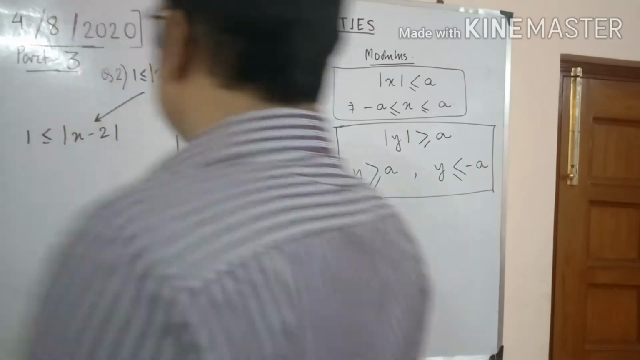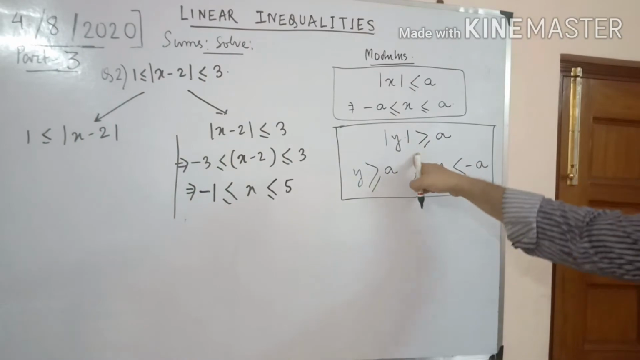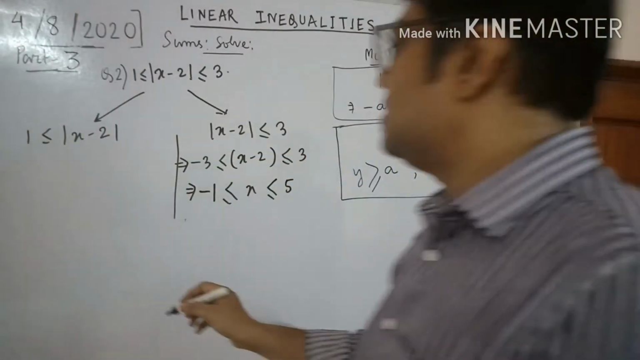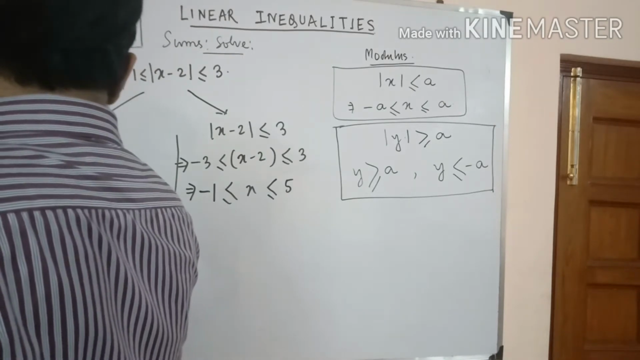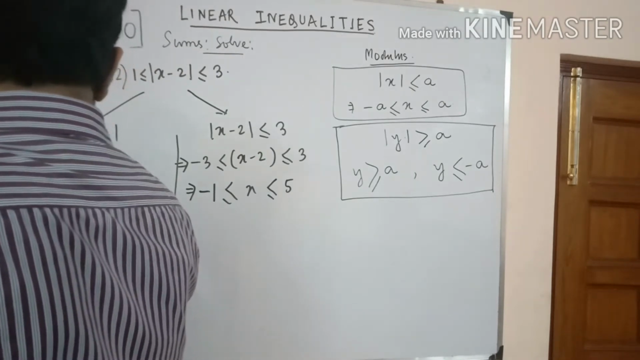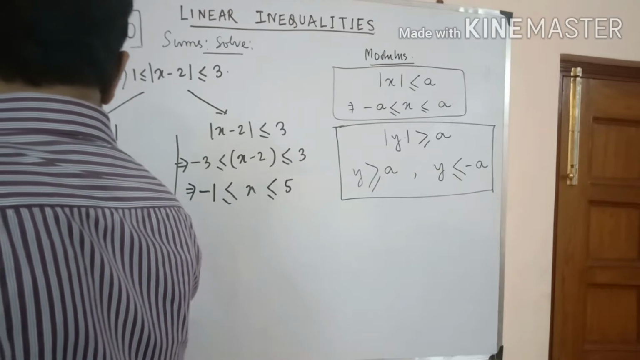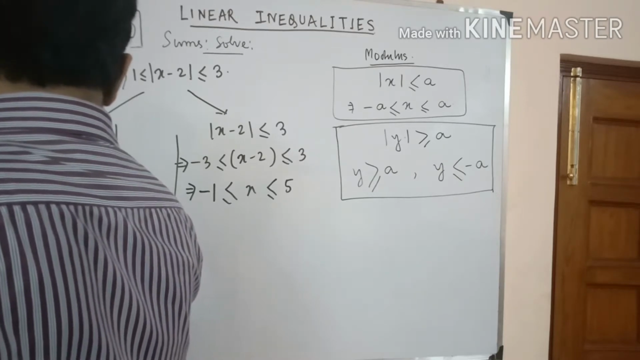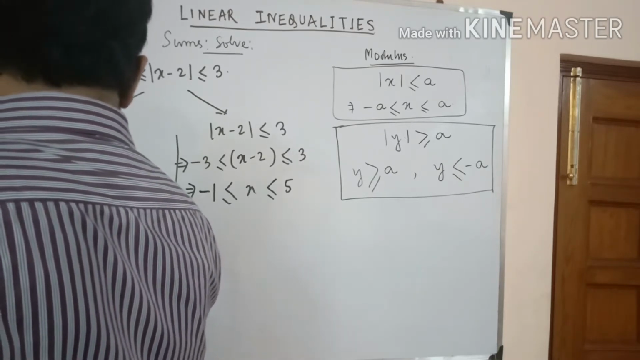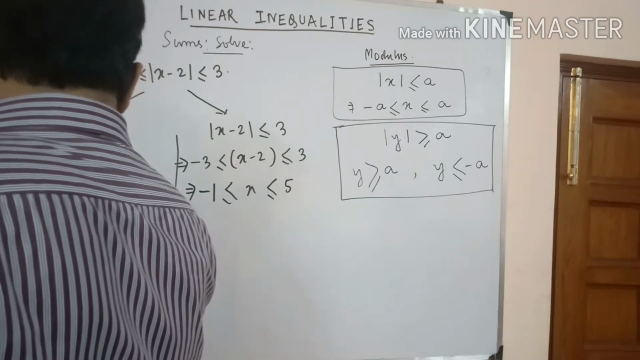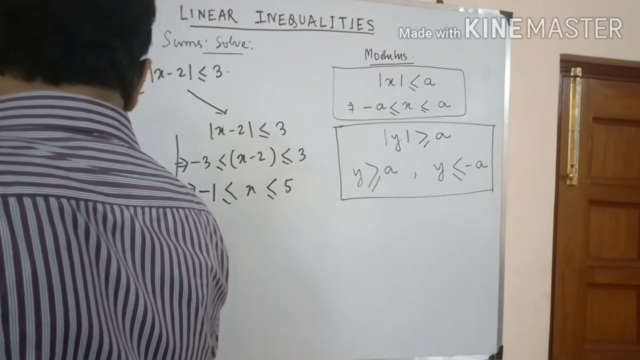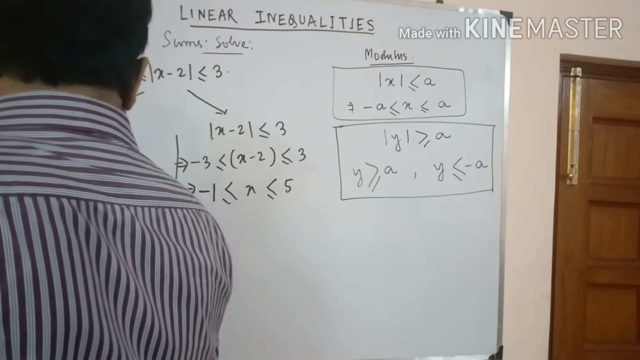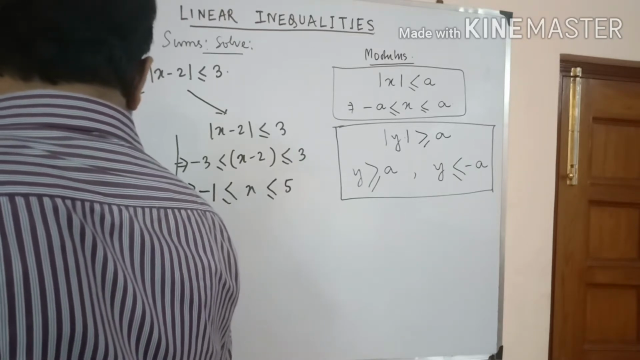So this means actually this thing. Okay, that one. So first of all we write that x minus 2 is greater than or equal to 1. So that will give you x greater than or equal to 3. Now x minus 2, so this is 1. x minus 2 is also less than or equal to minus 1.